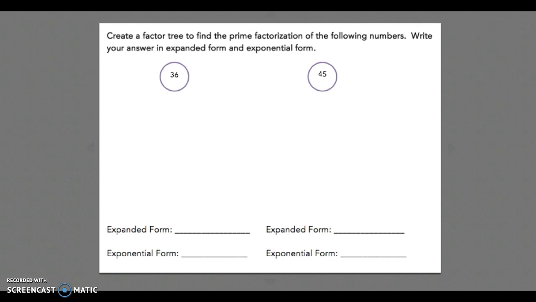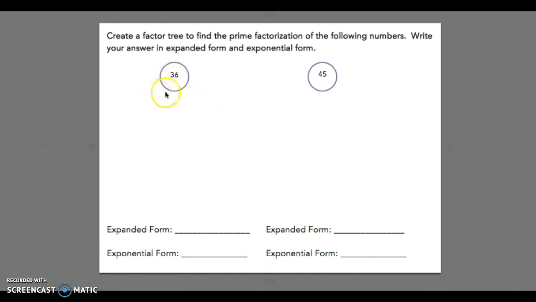Feel free to pause this video at any time, and if you have any further questions, please feel free to reach out. The first thing that we're going to do is talk about our factor trees. And what I want you to do is then find the expanded form and the exponential form.